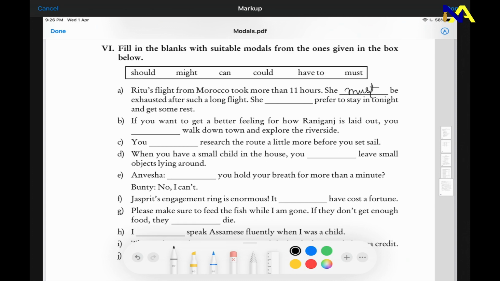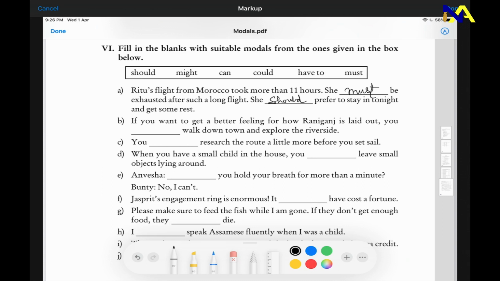She dash prefer to stay in tonight and get some rest. Again, any guesses? Ritu's flight from Morocco took more than 11 hours. She must be exhausted after such a long flight. She dash prefer to stay in tonight and get some rest. So that's sort of an advice, okay? She should prefer to stay in tonight and get some rest.